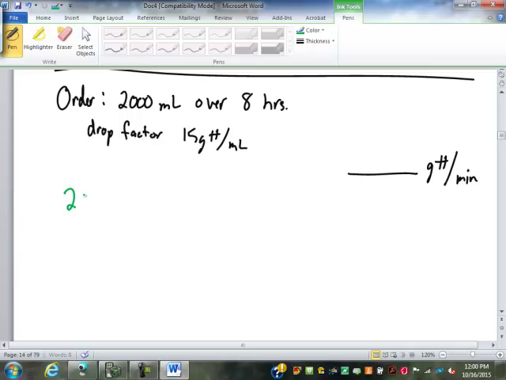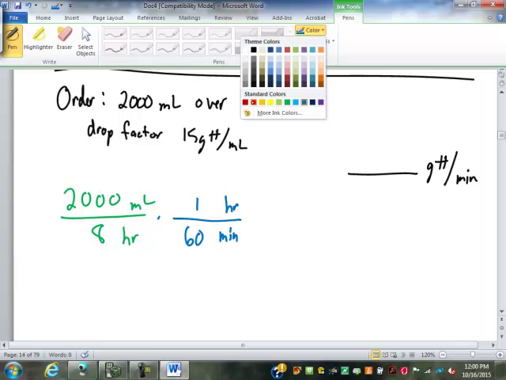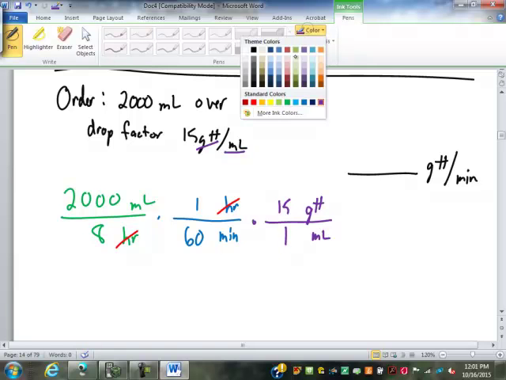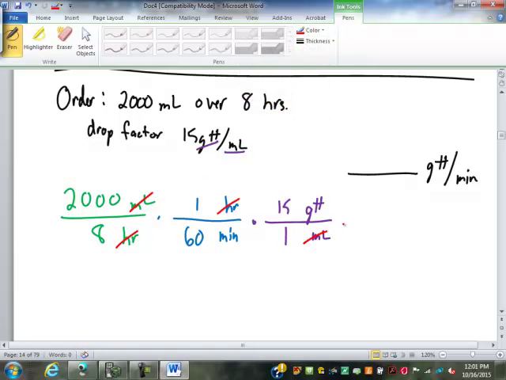So we have 2,000 milliliters over 8 hours. We need to get rid of both the milliliters and the hours. It doesn't matter which one first. I'll get rid of the hours first. We'll go hours to minutes. 1 hour is 60 minutes. So the hours are gone. We still need to get rid of milliliters. Milliliters will go on bottom. And we have milliliters to drops, and it is 15 drops per 1 milliliter. Milliliters are now gone. So we multiply this out.